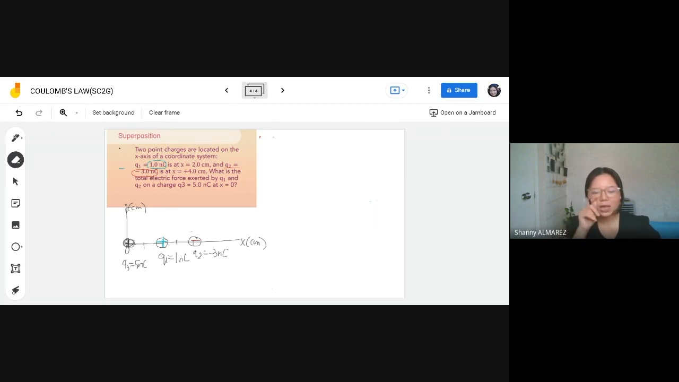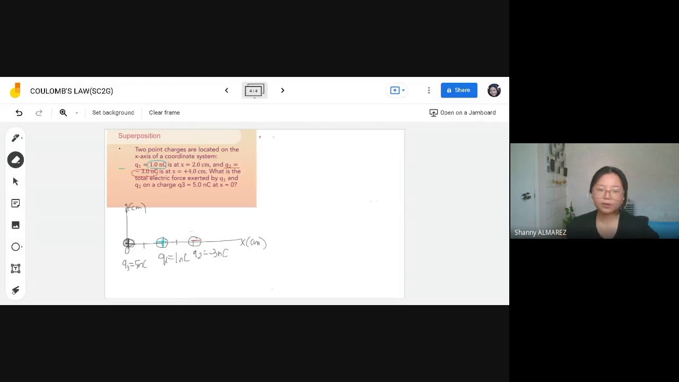Okay? So since this is one-dimensional, madali lang siya, mag-a-add ka lang ng vectors natin. Kung positive siya or negative. Again, positive is for towards the right, negative siya pag towards the left. So it means that there are 2 forces involved. First is, ano yung nagiging effect ni Q1 kay Q3? Pasaan siya?